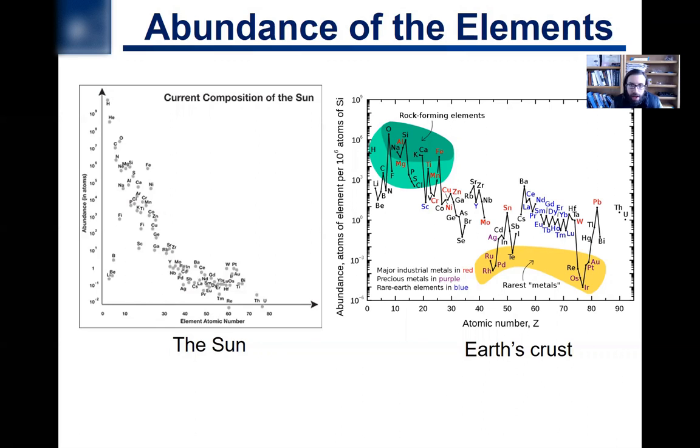And if you do that, you see something very interesting, which is that the general trends here are the same. And this makes sense. I mean, the Earth was formed from star dust, right? So it makes sense that the Earth has similar composition as the sun.